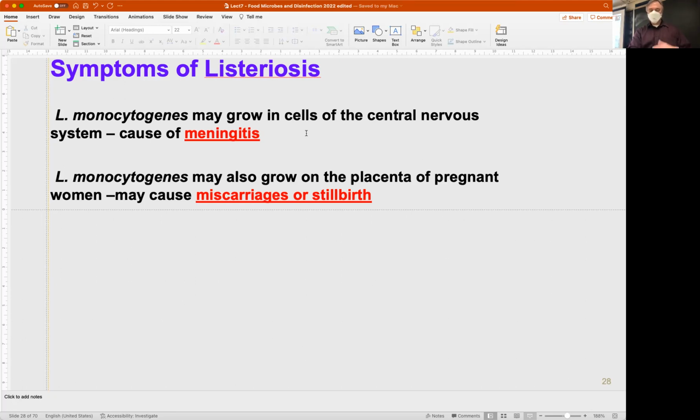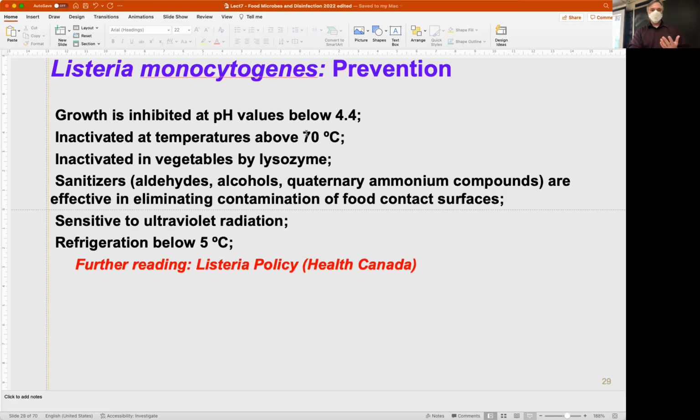What we do is we keep the areas that we clean or prepare our food clean, and we also use ingredients that are pasteurized. There's two ways to do it. We'll see some other ways. Okay, so here it is, prevention. How do you prevent getting sick?